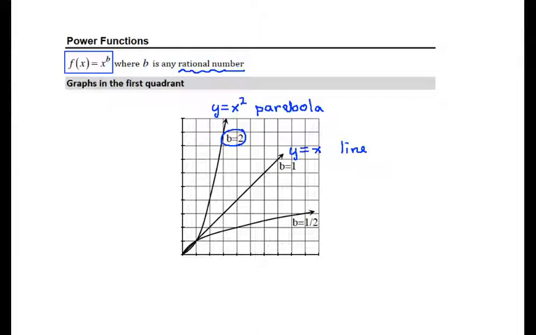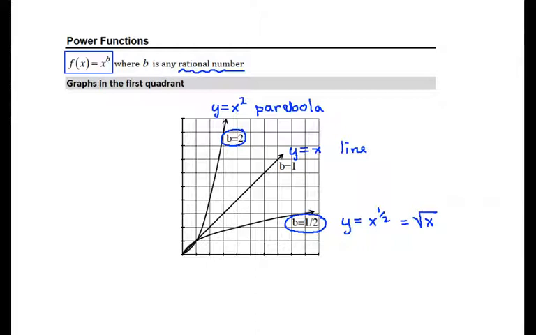Once we get into the fractional values, that's where we really see a new class of function. If y is equal to x to the power 1/2, we recognize that as being the same thing as the square root of x. So now these are not polynomials anymore. They do not satisfy the definition of polynomials because they have a fraction power.